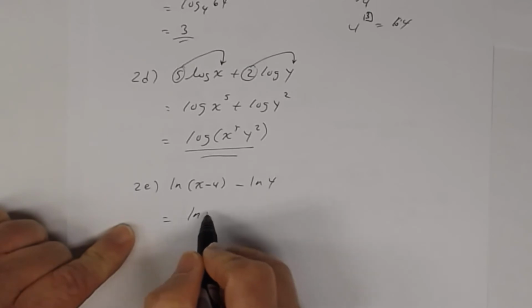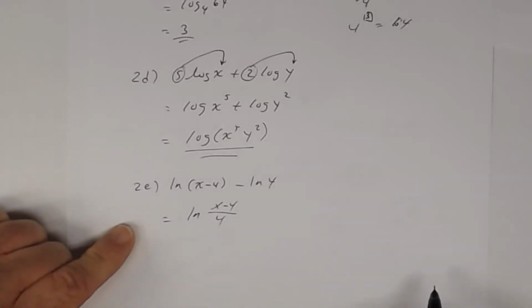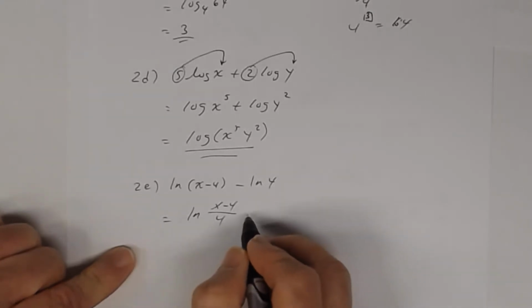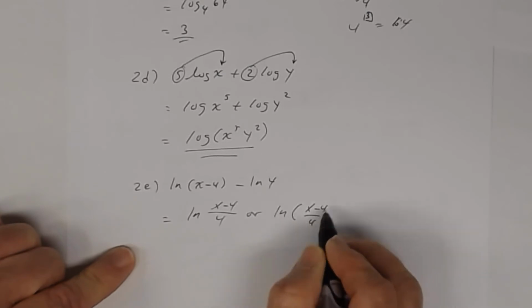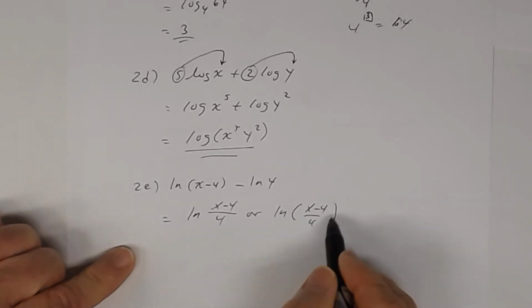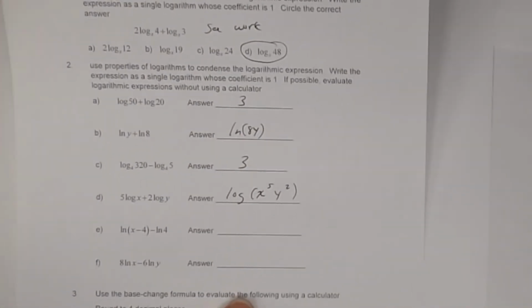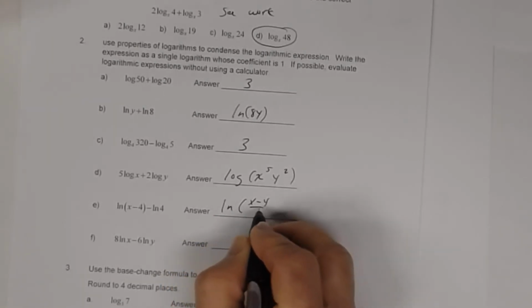So this becomes the natural log of x minus 4 divided by 4. And that's all you can do. You cannot do anything else to this. Now usually we'll write it like this, x minus 4 divided by 4 in parentheses. So we'll put this argument in parentheses, just like we did for these right here. All right, so that will be the natural log of x minus 4 divided by 4.